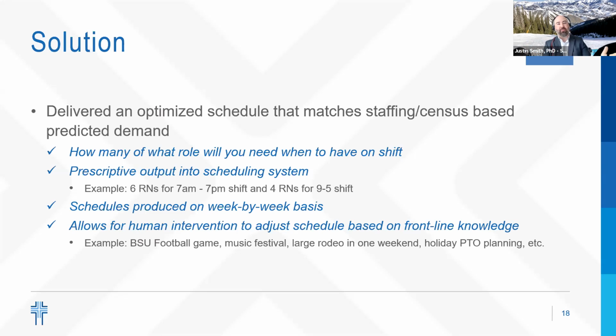But what's nice for the output that comes from the machine learning portion is that, for example, say we have a need for 6 RNs from the 7 a.m.